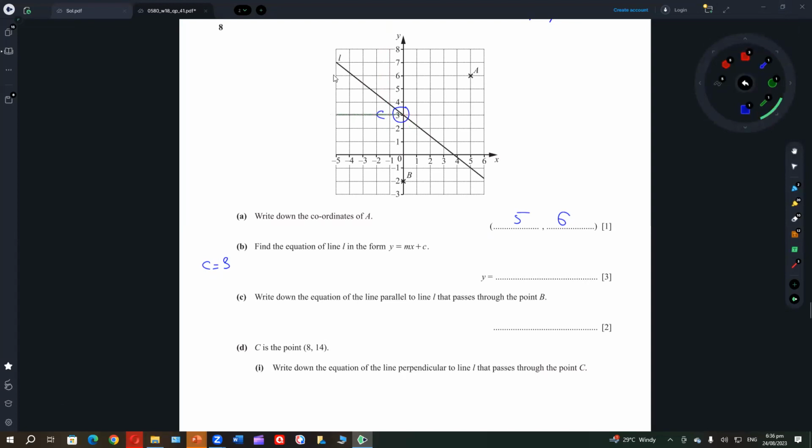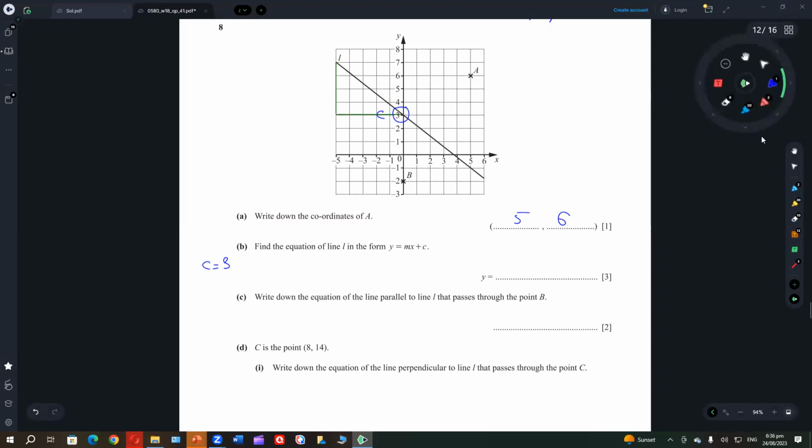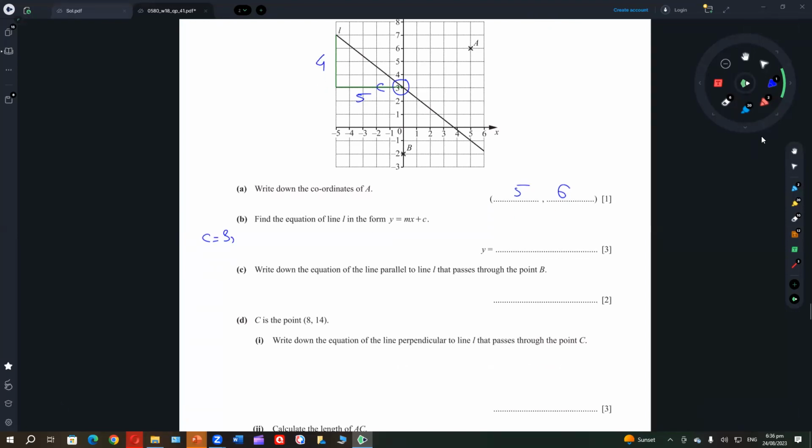Look, I make a small triangle. If you have the book, you can mark with me. So if I read, horizontal boxes are 5, vertical boxes are 4. Gradient is y upon x. It will be 4 upon 5.